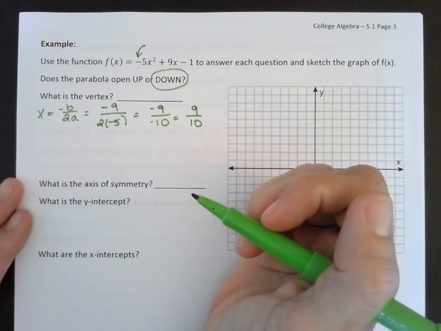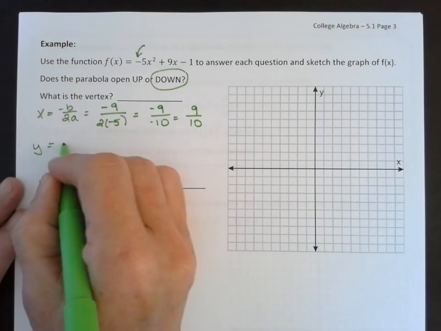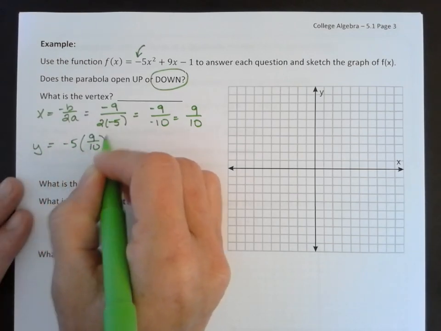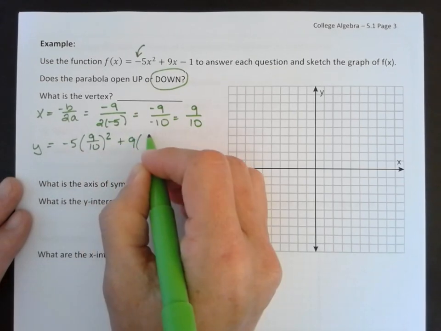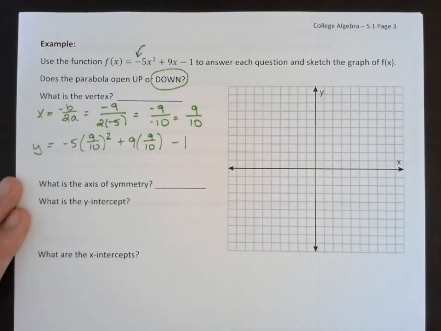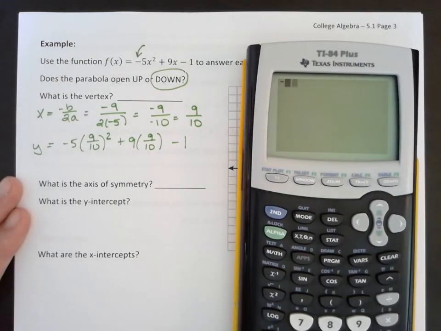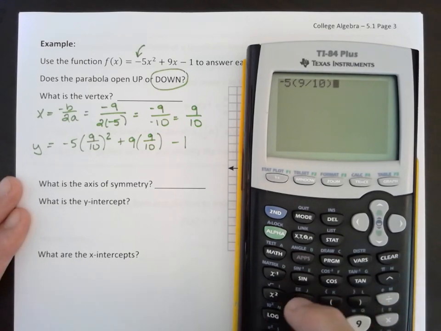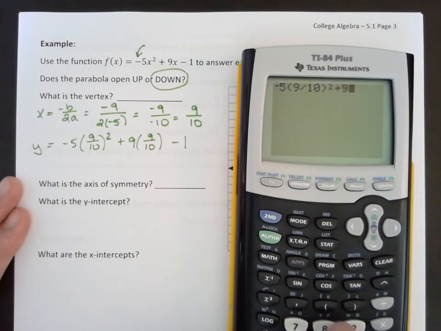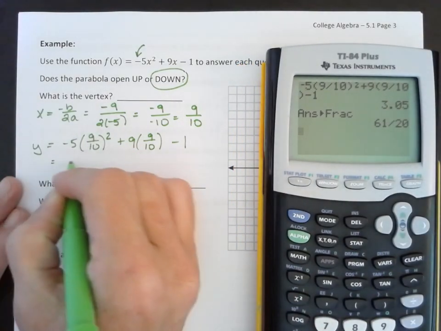To find the y-coordinate of the vertex, we substitute the x back into the equation. So y is equal to negative 5 times 9/10 squared plus 9 times 9/10 minus 1. Now to save time, I'm going to put this into my calculator. Negative 5 times 9/10 squared plus 9 times 9/10 minus 1 is 3.05, which is the same thing as 61 over 20.